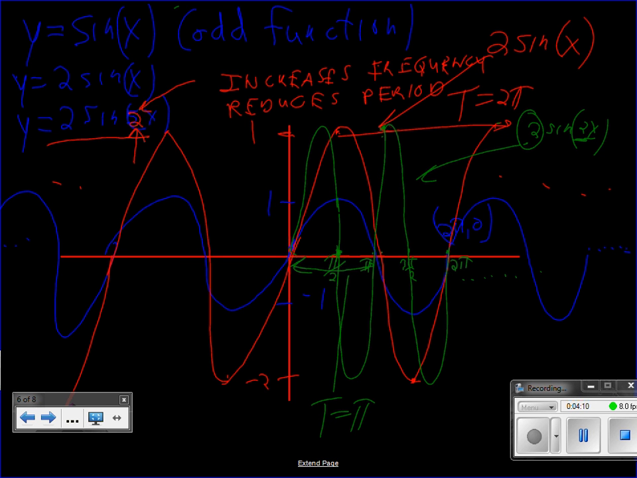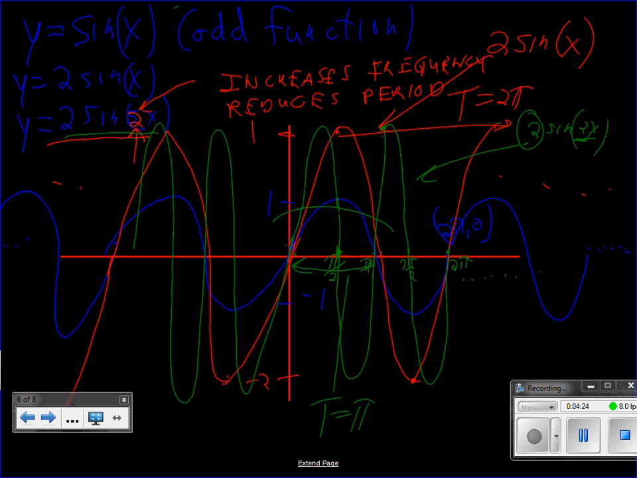Again, this goes on forever. It's still an odd function, so I could take this whole function and reflect it here. I won't do it accurately, but something like that, okay? So that's the sketch of these two. Again, I would get the intercepts and then draw the peaks in between. So we've amplified and we've changed the frequency. If this was 1/2, the frequency would reduce and the period would increase.